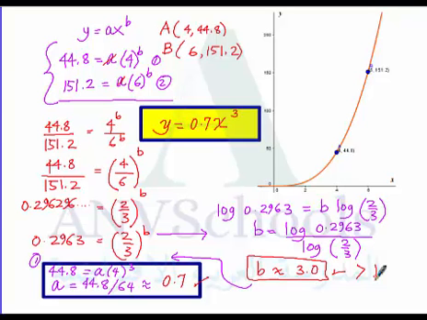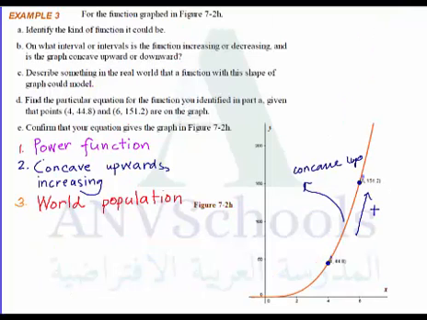Okay, so you could use a grapher also to confirm that our equation gives the graph of the function. The graph that you can see here is the graph of our function, 0.7x cubed. And that solves our problem for example number 3.